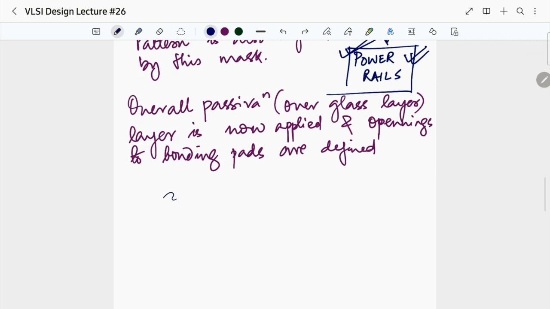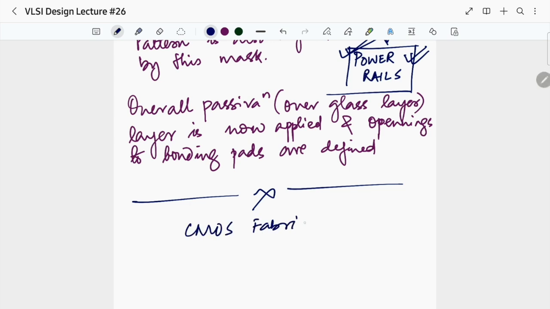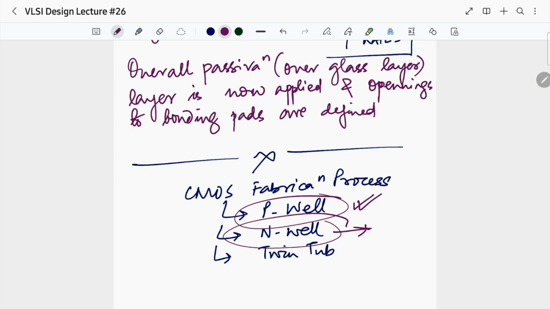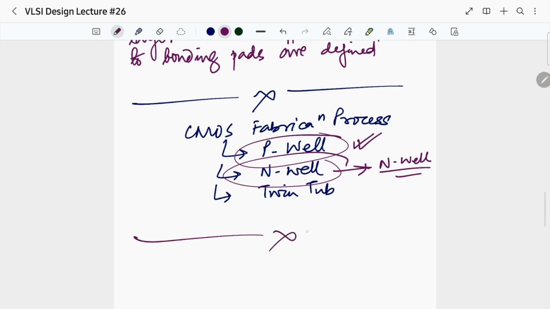This actually completes the P-Well, and as explained or as introduced in our last lecture, that CMOS can be fabricated first I wrote as P-Well, the second was N-Well, and the third was twin tub. So from here we have completed P-Well. In our next class we will look into N-Well. Okay, so I'll end the class over here.